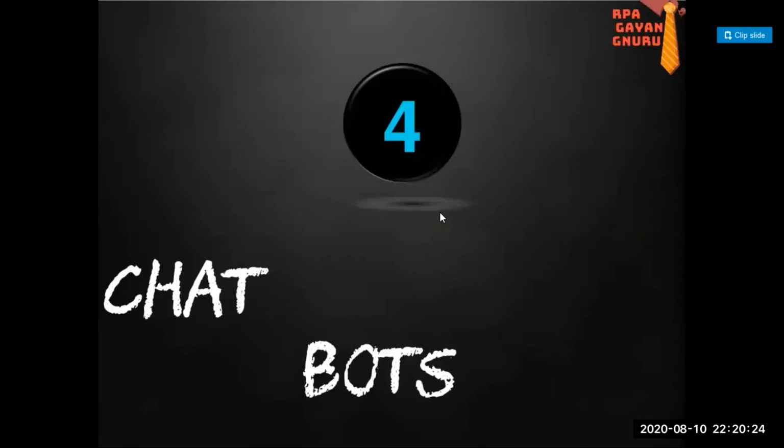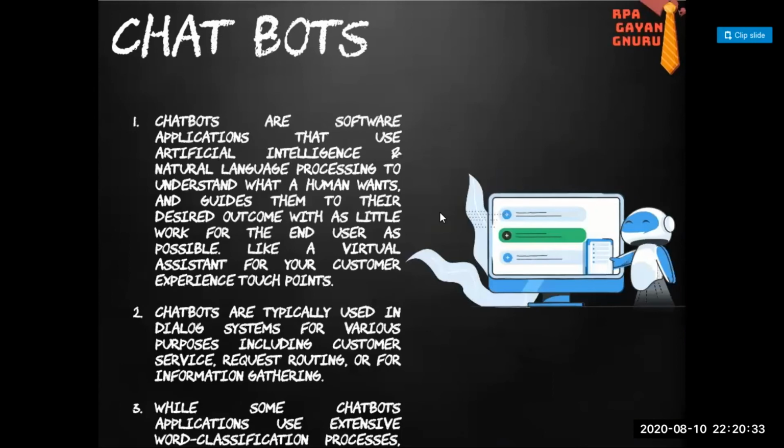Number four is chatbots. Right. Again, I can safely assume that some, if not all of you, have at some point interacted with chatbots. And chatbots are software applications that use artificial intelligence sometimes and natural language processing to understand what a human being wants and guide them to their desired outcome with as little work for the end user as possible. Right? So chatbots are typically used in dialogue systems for various purposes, including customer service, request routing, information gathering, and such.